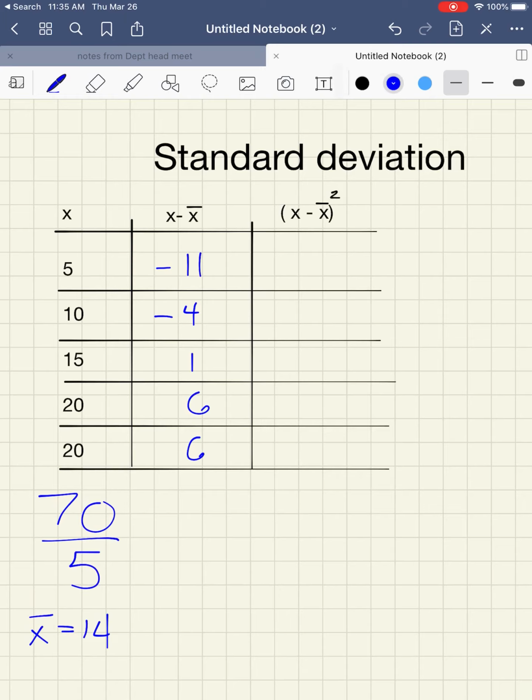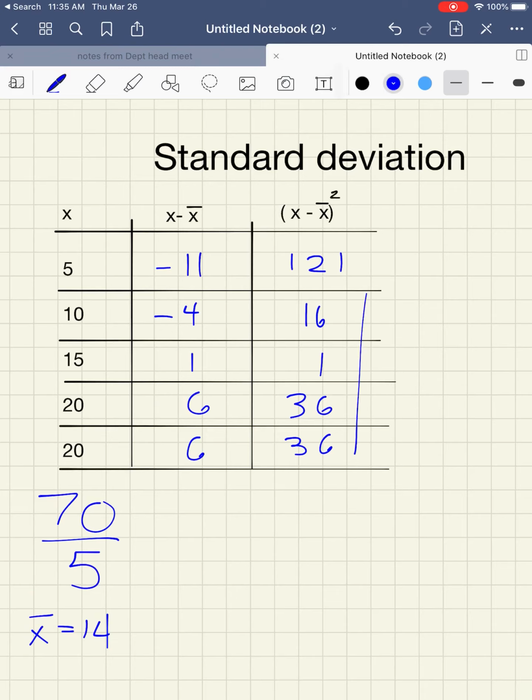And then we're going to move on to the next column, where we're going to square those. So this column are the residuals, or the errors, and then we're going to square them. So the squares of each of those numbers would be 121, 16, 1, 36, and 36.